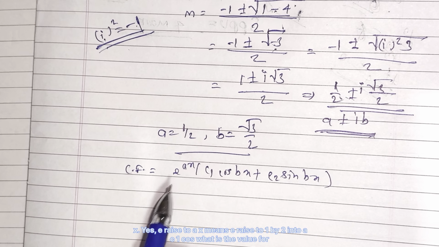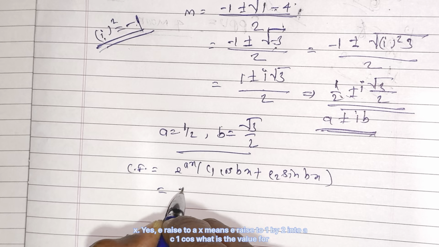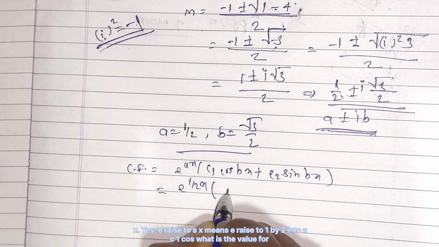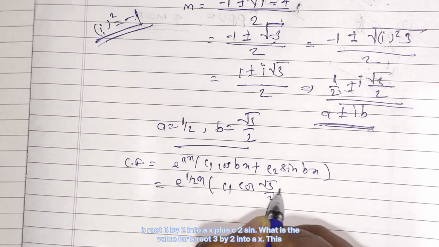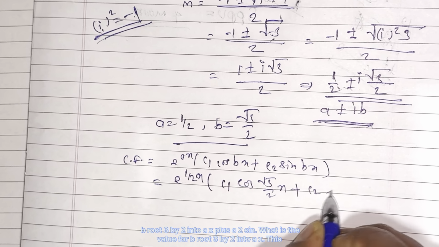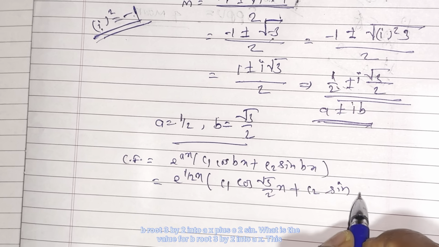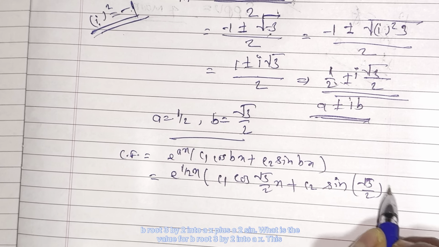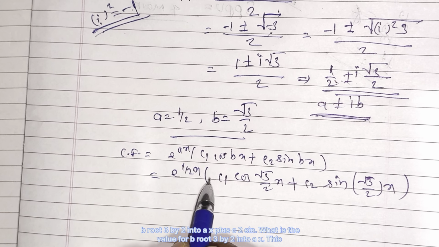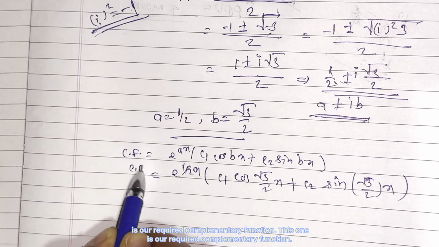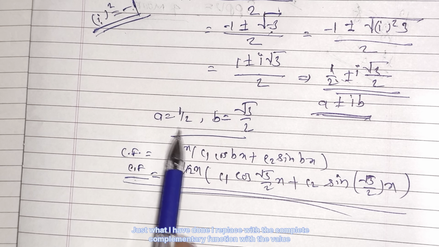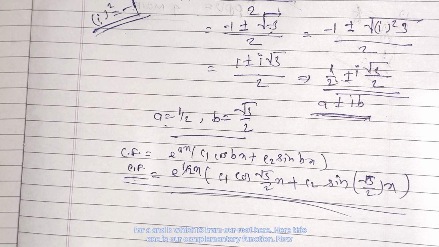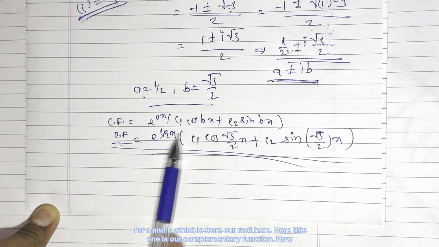Yes, e raised to ax means e raised to minus 1 by 2 into x, c1 cos, what is the value of b, root 3 by 2 into x, plus c2 sin, what is the value of b, root 3 by 2 into x. This is our required complementary function. Just what I have done, I replaced the complementary function with the values of a and b, which are from our roots here. This one is our complementary function.